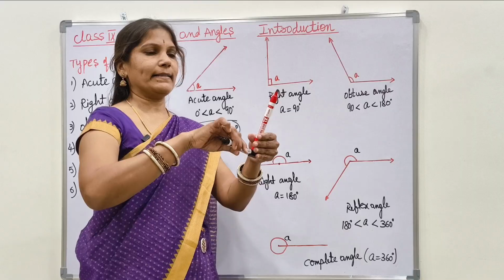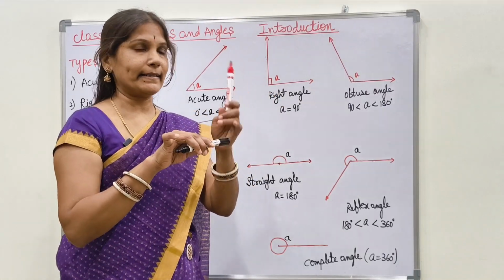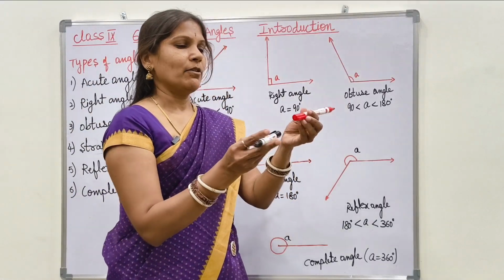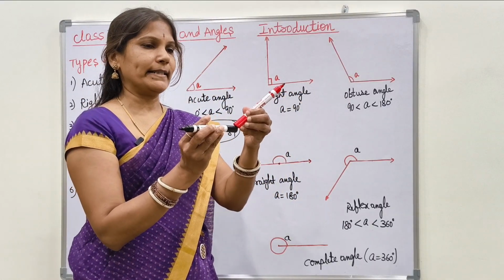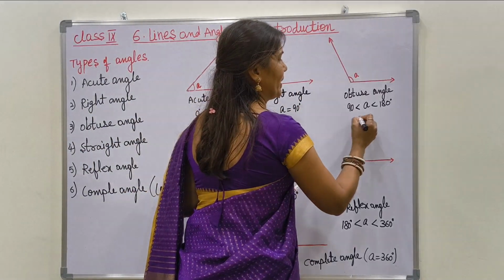Next, right angle. See beta, this is a right angle. Right angle means exactly 90 degrees, that is called a right angle. Next, obtuse angle. See here, more than 90. More than 90 is called an obtuse angle. Example, I am taking 120 degrees.